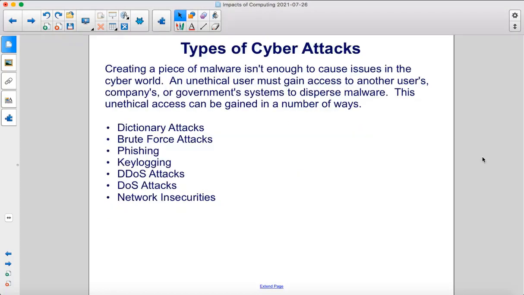Creating a piece of malware isn't enough to cause issues in the cyber world. An unethical user must gain access to another user's, company's, or government's systems to disperse malware. This unethical access can be gained in a number of ways: dictionary attacks, brute force attacks, phishing, keylogging, DDoS attacks, DOS attacks, and network insecurities.